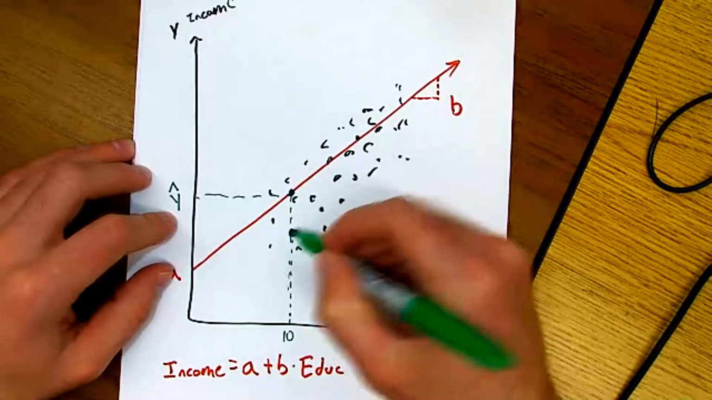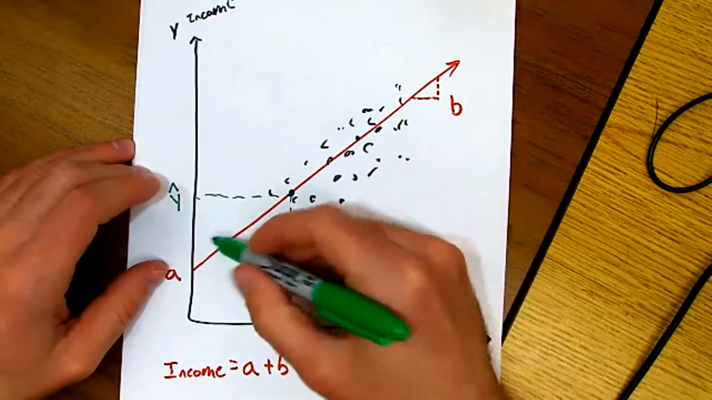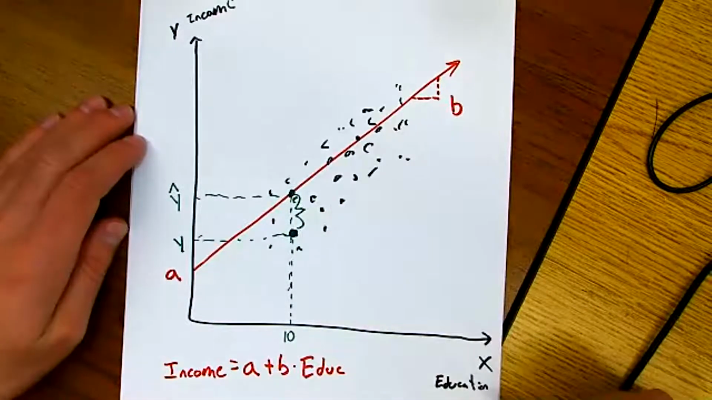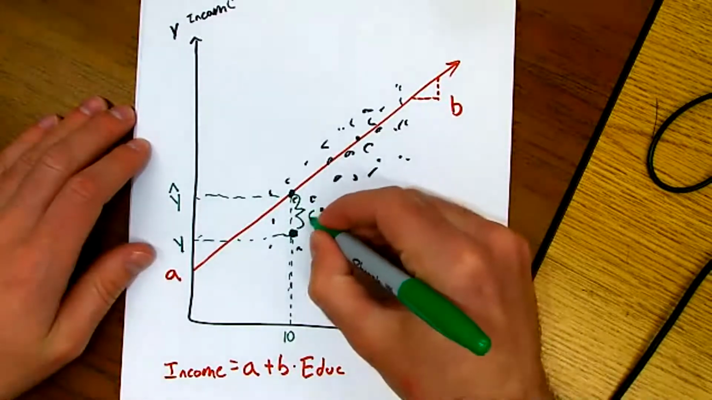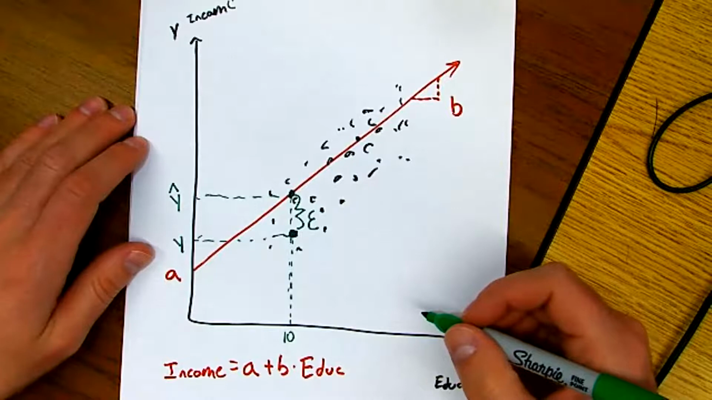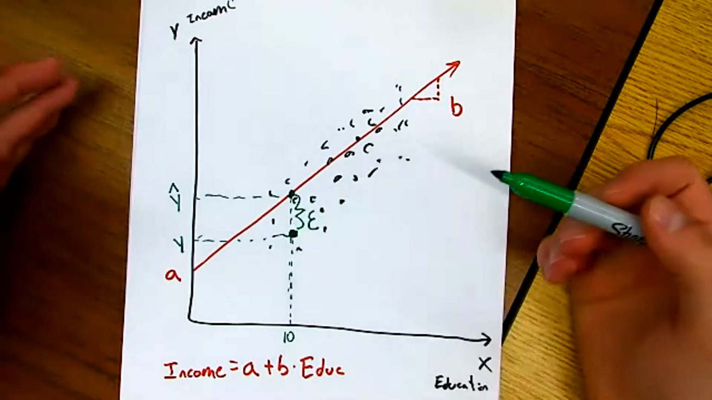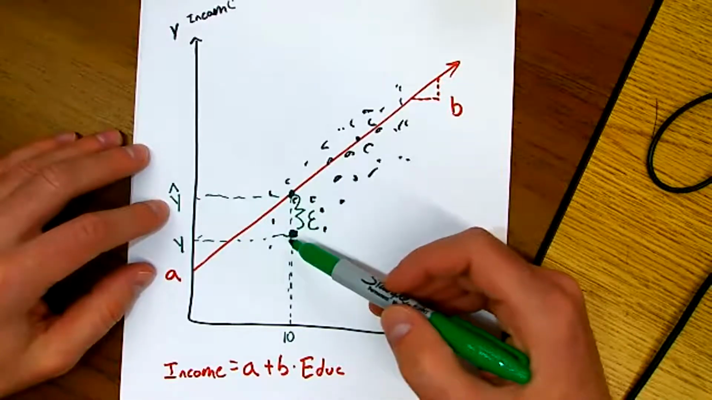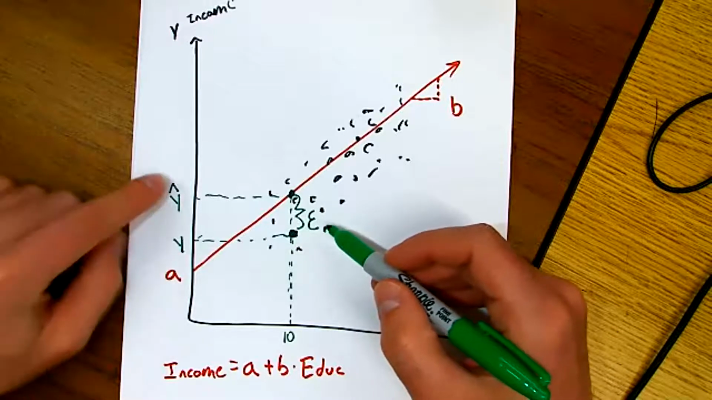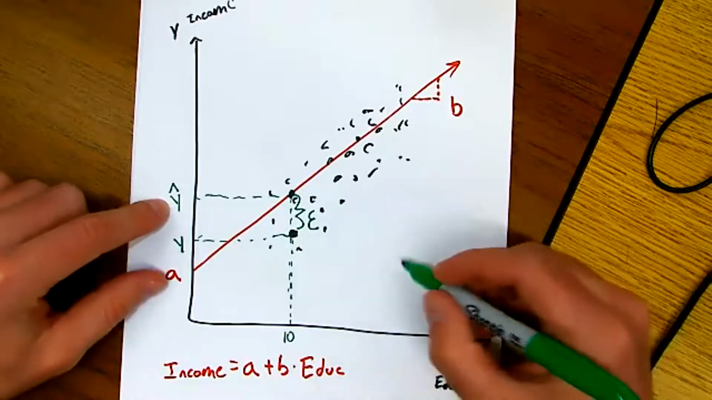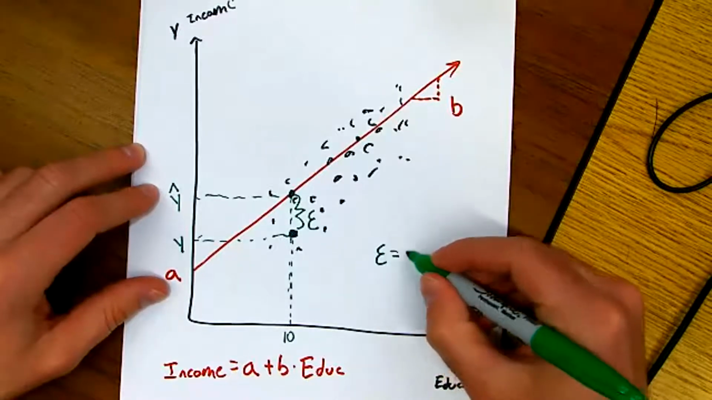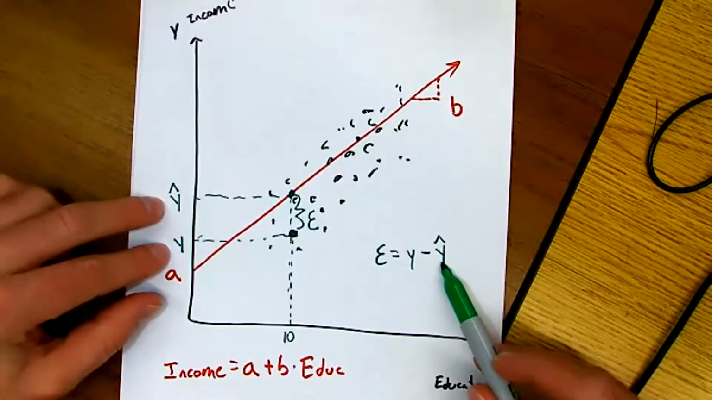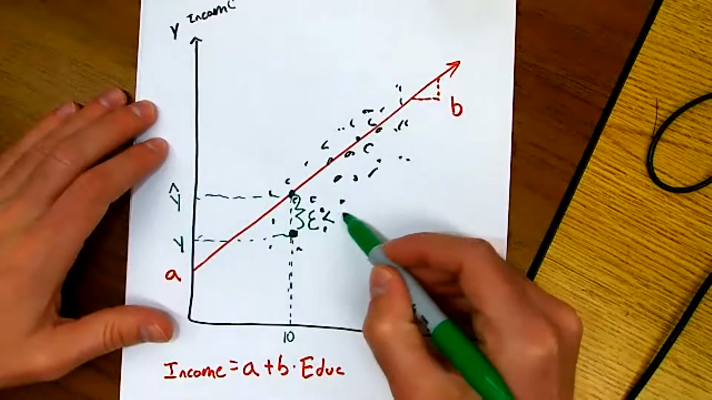That's just the point that's on that line. However, the actual observation here, the actual Y value, is going to be different, and there's a difference between the two. That difference is what we're going to call epsilon, or the error term. It's how far off my prediction was. In this case, my prediction was too high. We're going to look at the difference between the actual Y and the predicted Y. So if my predicted Y is too large, then my error term would be negative.